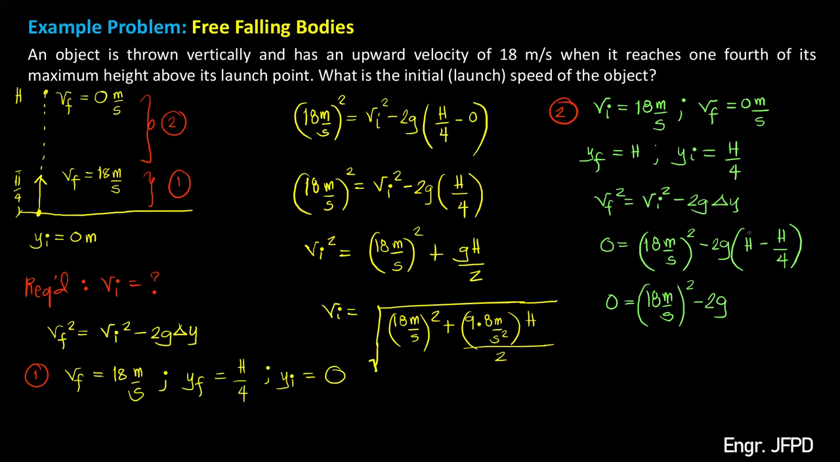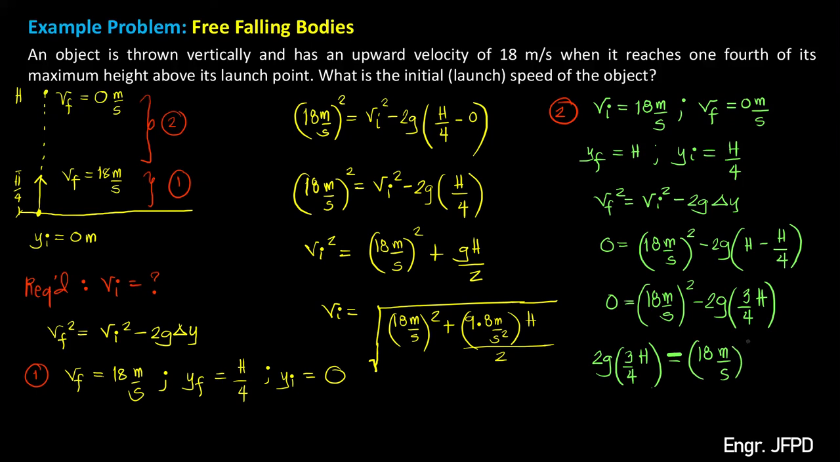For the h minus h over 4, this is the same as 1 minus 1/4, and that is equal to 3/4 of h. And on this equation, we will solve for the maximum height. Let's simplify the equation, wherein the negative 2g times 3/4 of h transposes to the left side of the equation, so this is now the positive 2g multiplied by 3/4 of h is equal to the 18 meters per second, squared.